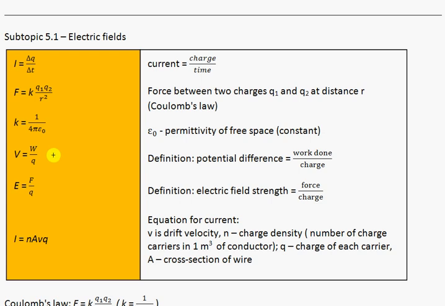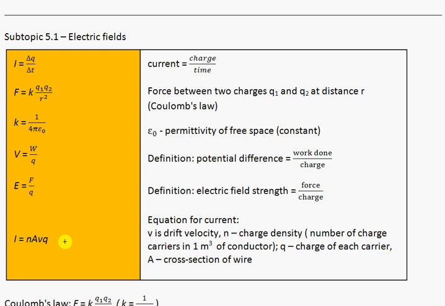Potential difference between 2 points is work done in moving charge Q between these 2 points. It is work per unit charge. This was the definition of potential difference between 2 points. Electric field strength at some point of electric field is force acting on charge divided by value of charge. It is force on unit charge.